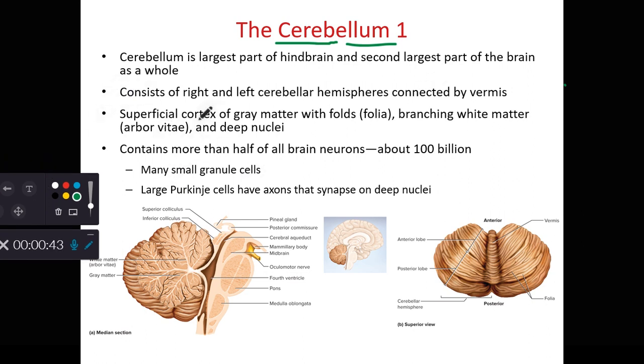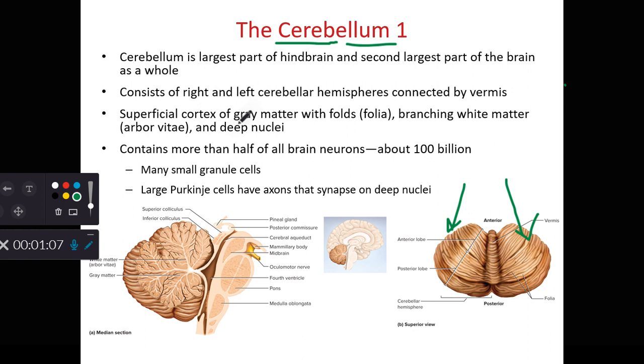So as we're thinking of our cerebellum, it has left and right cerebellar hemispheres. And these hemispheres are going to, in many ways, have lots of the similar structures to the cerebrum as well. So we have sulci and gyri as part of the cerebellum. We have different lobes of the cerebellum.